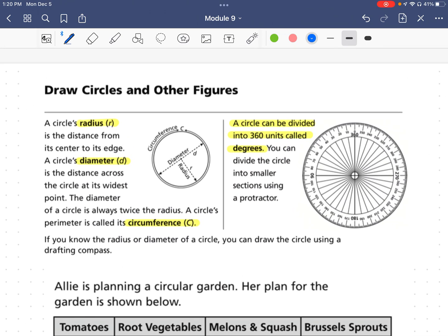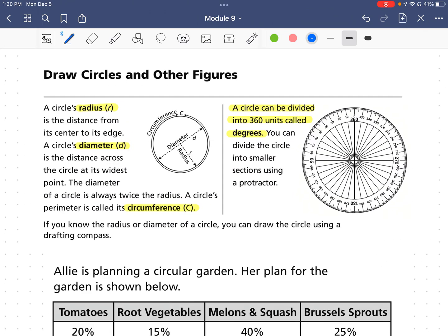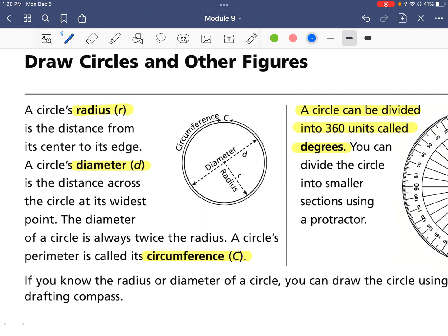So here's some vocab for us, drawing circles and other figures. A circle's radius is the distance from the center to the edge, and that can be any part. Half of the diameter, it could be right next to that. It's any part from the center to the outside.